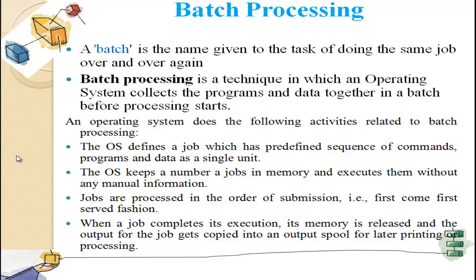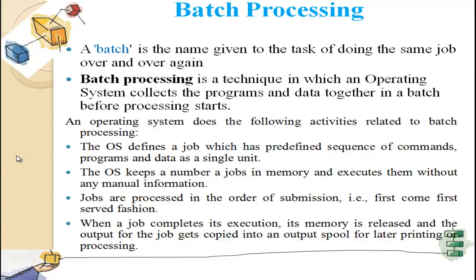The third important activity associated with batch processing is that jobs are processed in order of submission. That is first come first serve. Let's take an example of a queue. The person who stands first in the queue gets his job done first, and the person who stands last in the queue will come at the last to get his work done.